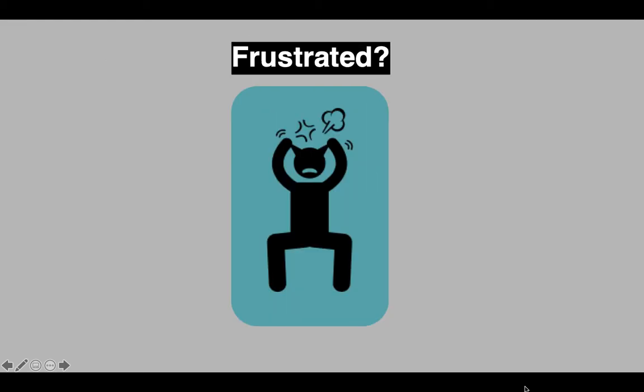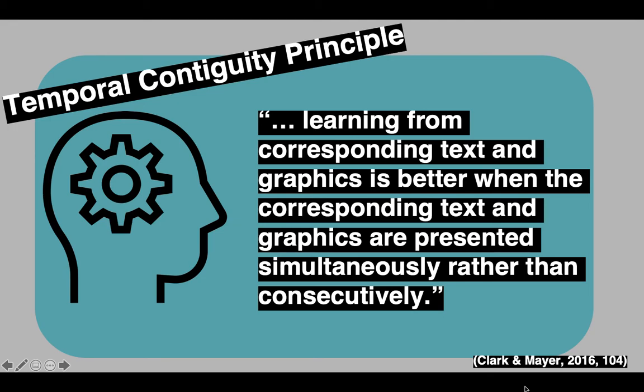Okay, chances are you may be a little frustrated again. Perhaps you're asking yourself, why didn't they put the different parts of the brain on the same slide? Well, that brings us to our second contiguity principle, which is the temporal contiguity principle. Our textbook defines the temporal contiguity principle as learning from corresponding text and graphics is better when the corresponding text and graphics are presented simultaneously rather than consecutively.